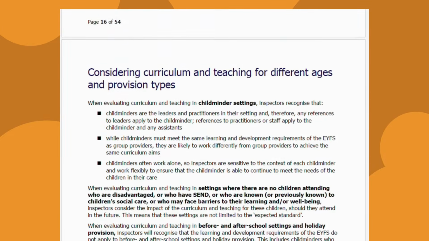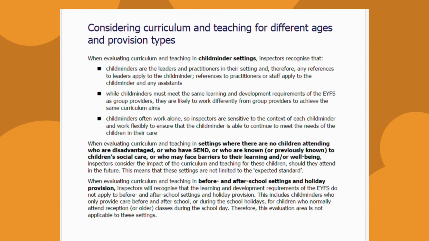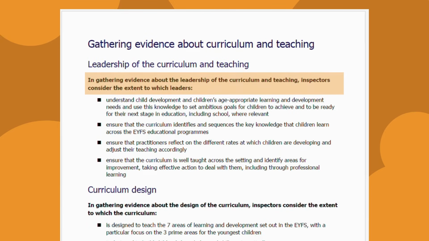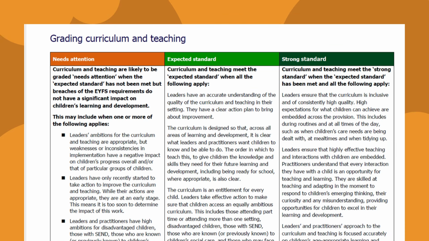The next page shows the considerations for different ages and provision types. Here you will find detailed what inspectors recognise for childminder settings. Moving on to the next page, you will see listed what inspectors consider when gathering evidence about that evaluation area. The next section of the toolkit is the grading.